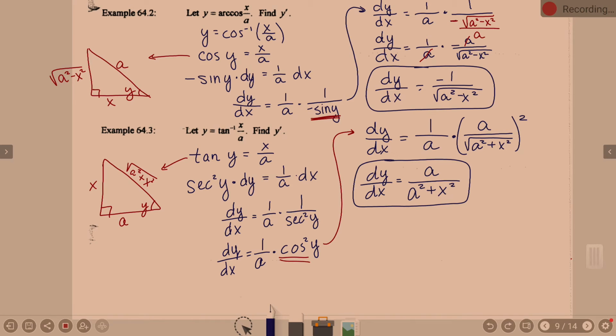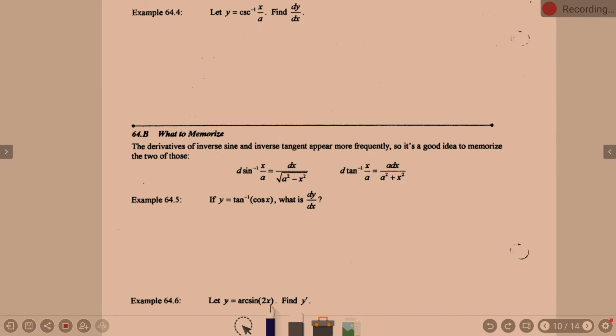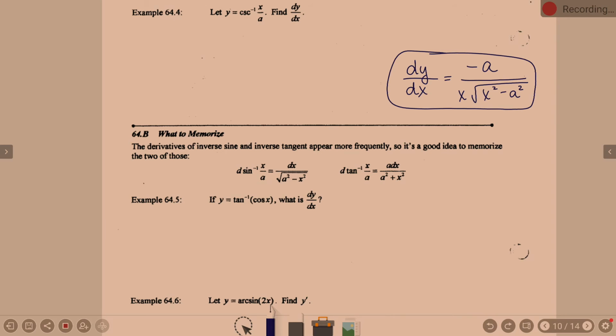Okay. The one at the top of the back, I'm not going to take the time to do. I'll be honest, I rarely, if ever, see anything about secant and cosecant inverses. I will say if you work this out, you're going to end up with dy dx equals negative a over x times the square root of x squared minus a squared. Given time, you can probably work that out on your own. It's probably doable for you.